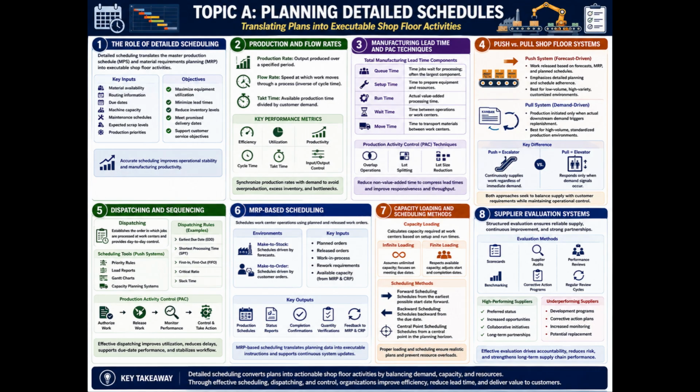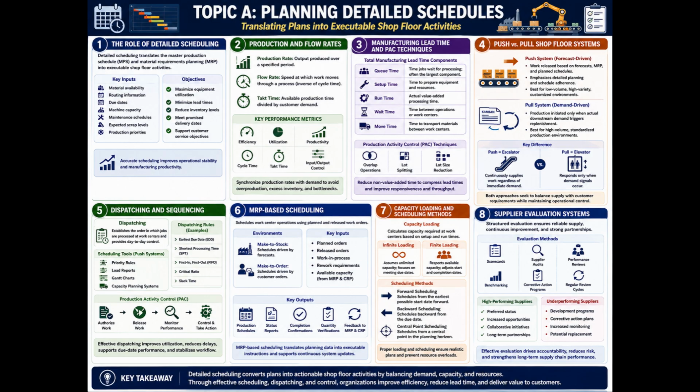Scheduling operates within established capacity constraints while supporting customer service objectives and delivery commitments. Key inputs include material availability, routing information, due dates, machine capacity, maintenance schedules, expected scrap levels, and production priorities. Effective scheduling seeks to balance conflicting objectives, such as maximizing equipment utilization, minimizing lead times, reducing inventory levels, and meeting promised delivery dates. Accurate scheduling improves operational stability and manufacturing productivity.